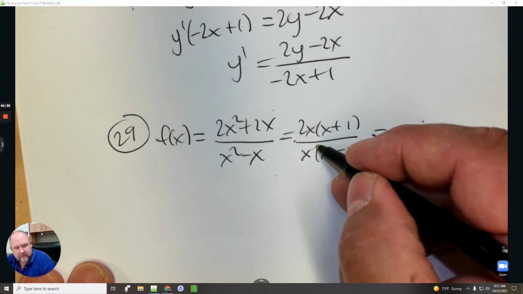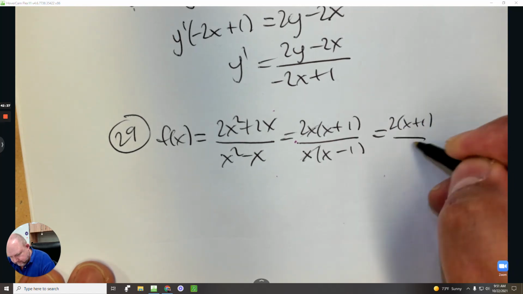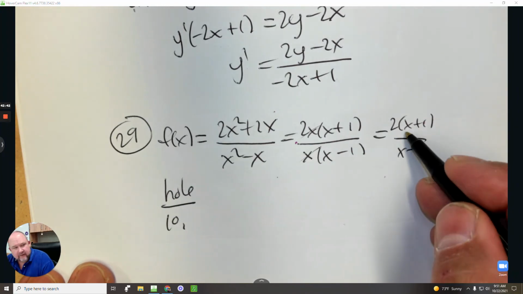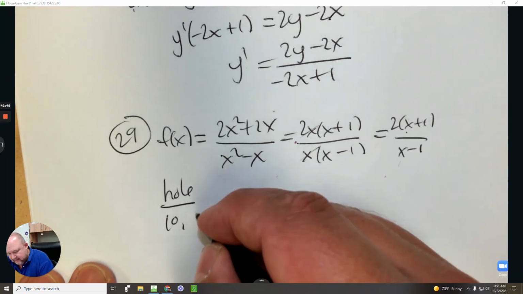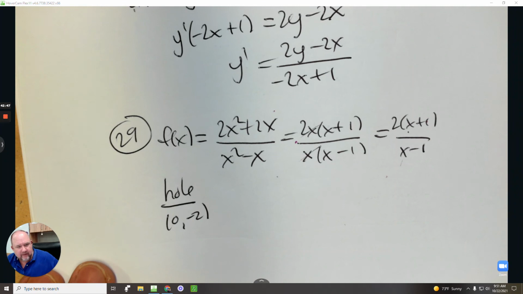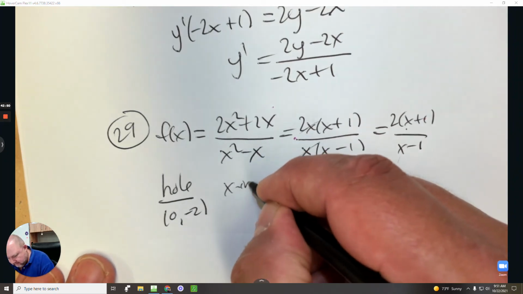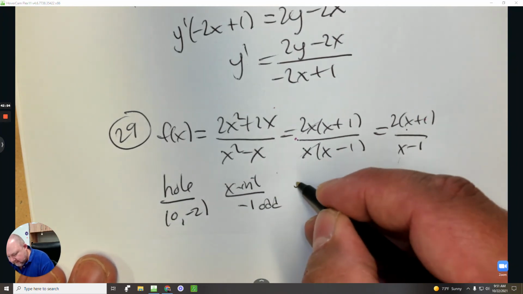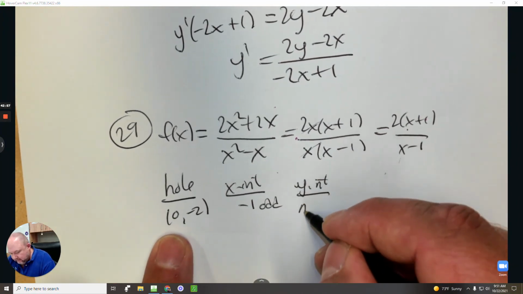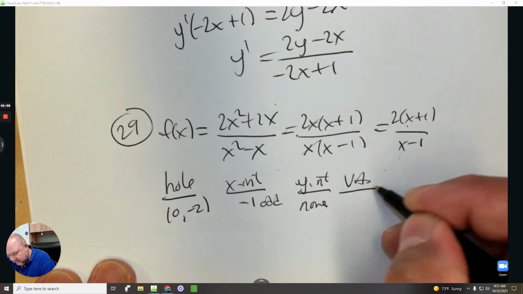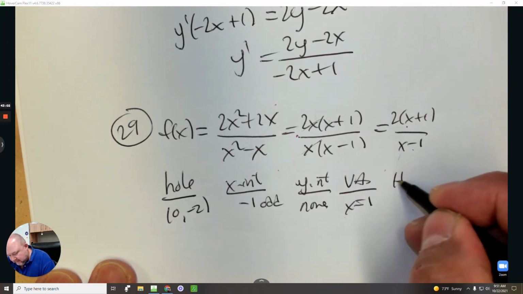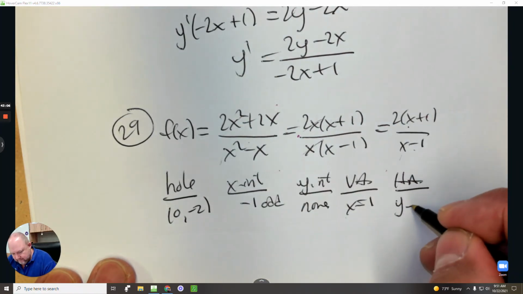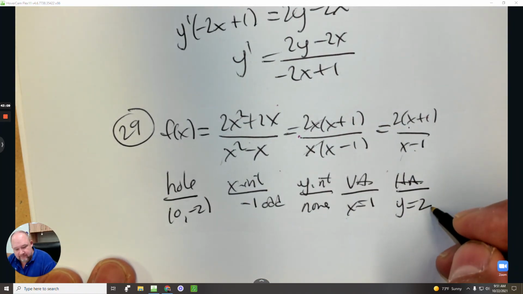Notice x creates a hole. So that's 0. So we have a hole at 0. If I plug 0 in, I get 2 divided by negative 1. So there's a hole at 0, negative 2. X-intercept's at negative 1, and it's odd. There is no y-intercept because there's a hole there. The vertical asymptote, what didn't get removed, that's positive 1. The horizontal asymptote, power term over power term. That's also the end behavior. And then sketch it.